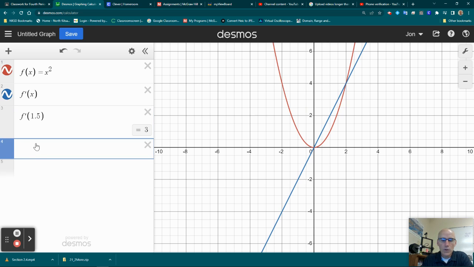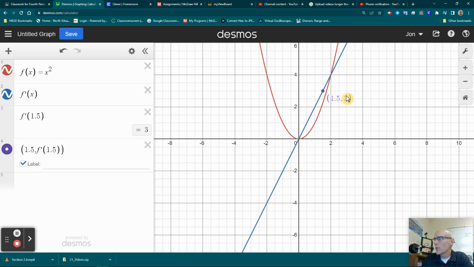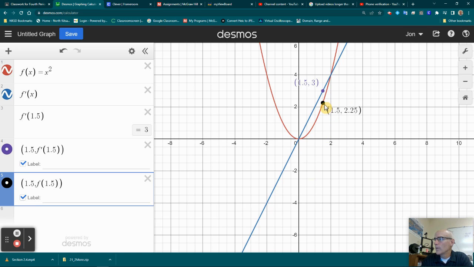So if I was to just put it on the screen here, if I go 1.5 comma f prime of 1.5, it's going to show us that dot, and it's going to label it, and that 3 right there tells us the slope. Down here, let's plot that point too, 1.5 comma f of 1.5. All right, and so at 1.5 the slope is 3. It figures it out at every point on the red curve, and it tells us what that slope is.